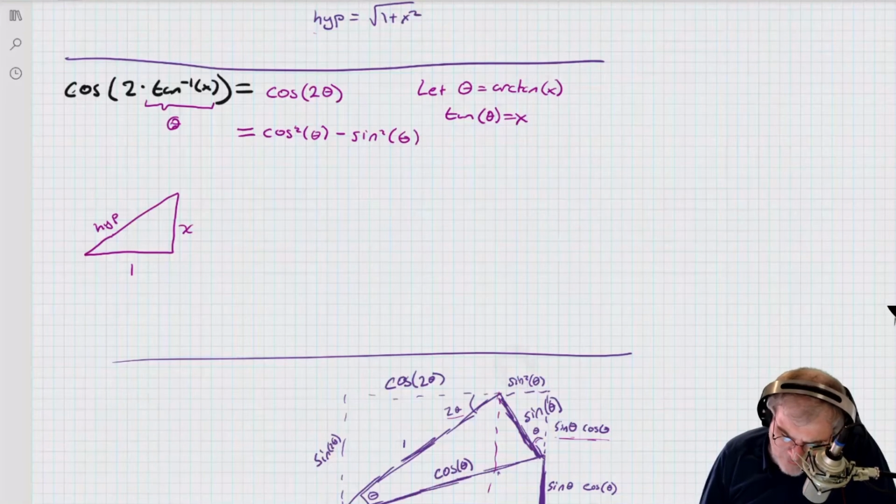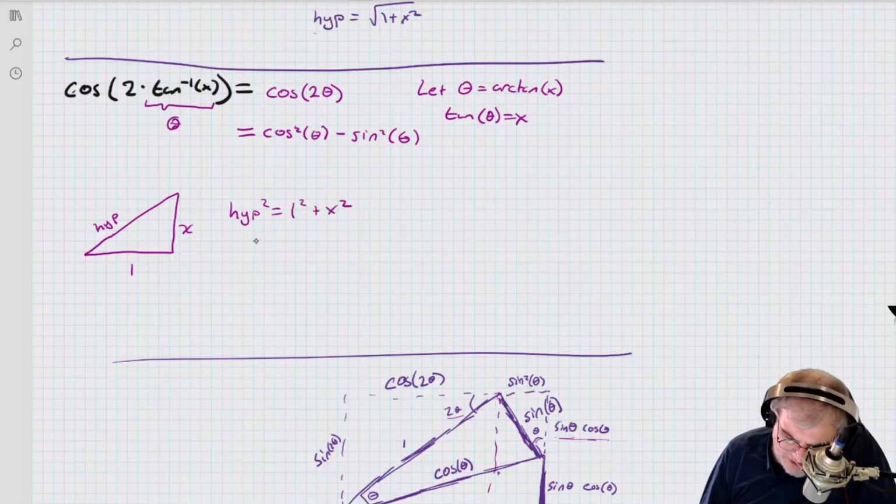All right, so now what I have is the tangent, and I want the cosine and the sine. Okay, so tangent is x, so I'm going to say that this is x and that's 1. Now my hypotenuse I need to solve for, so the hypotenuse squared equals 1 squared plus x squared, which means that the hypotenuse is going to equal the square root of 1 plus x squared.